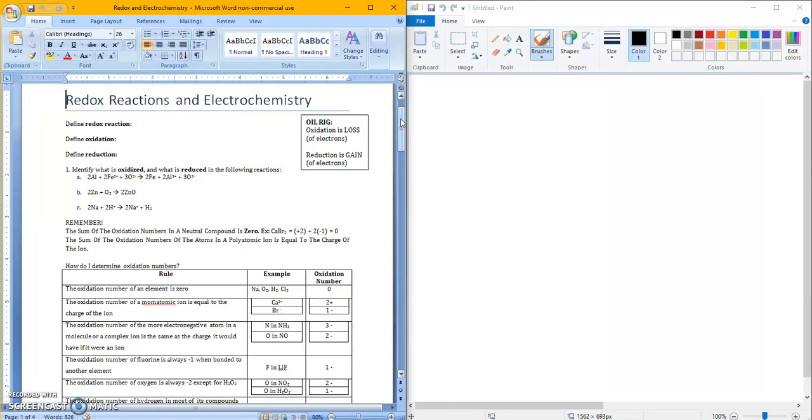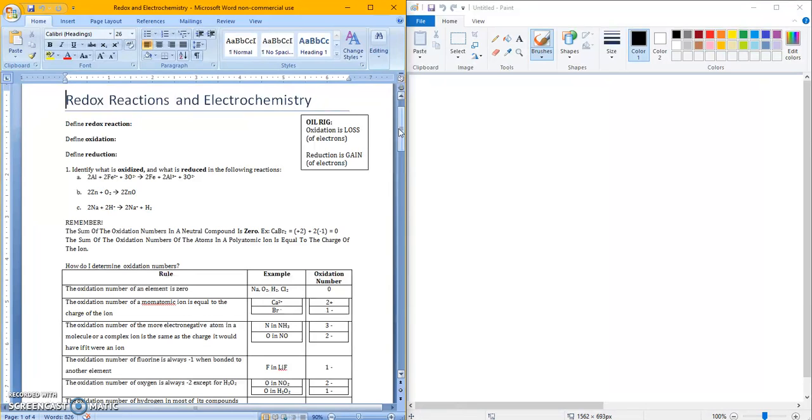Oxidation is when you lose electrons, and reduction is when you gain electrons. As you see over here, OIL RIG is one of the best ways I know to remember which is which. Oxidation is loss, reduction is gain, and I remember it as OIL RIG. So that is oxidation and reduction.